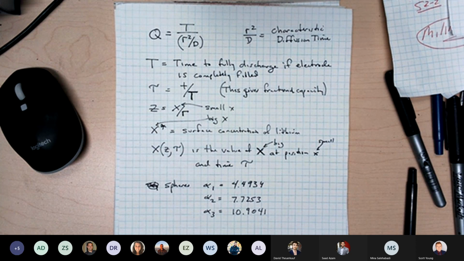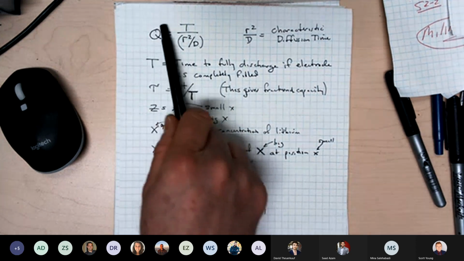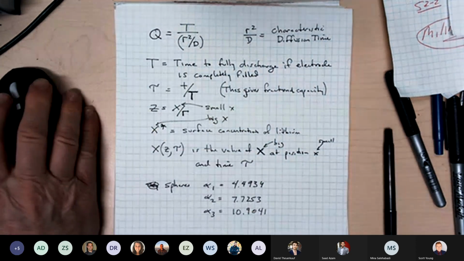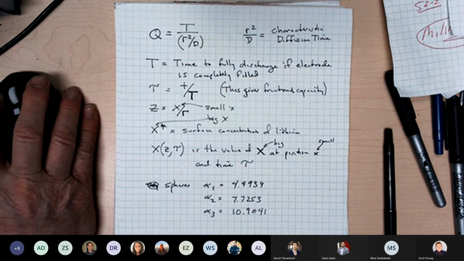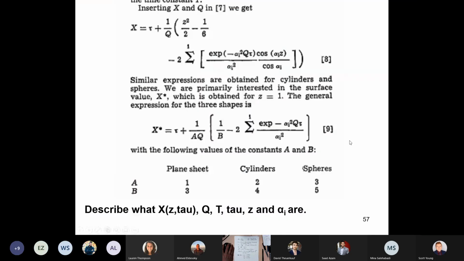Okay, the most important one to keep in mind all the time is Q. You know, Q is important to keep in mind. So we'll go back to the PowerPoint. Okay, so here we are. And this equation 8 here gives you an expression for the lithium content, X, as a function of tau and Z, and how it depends on Q.